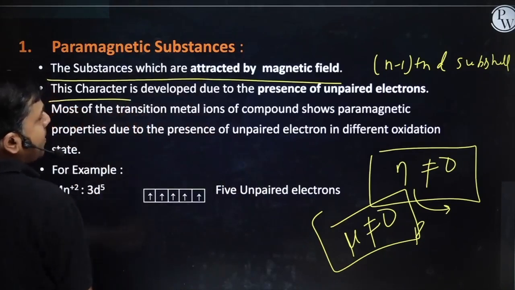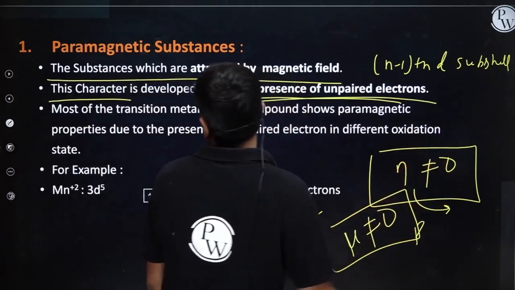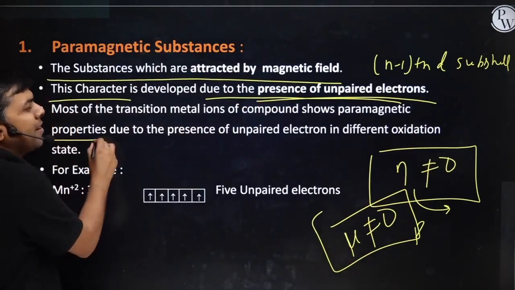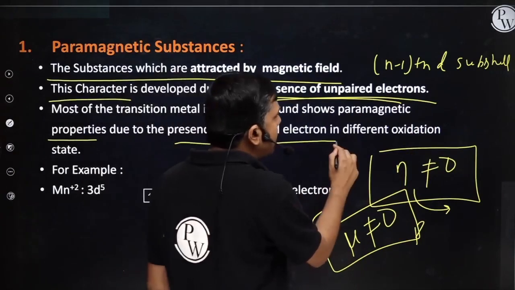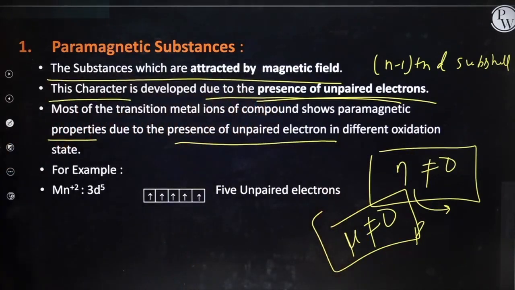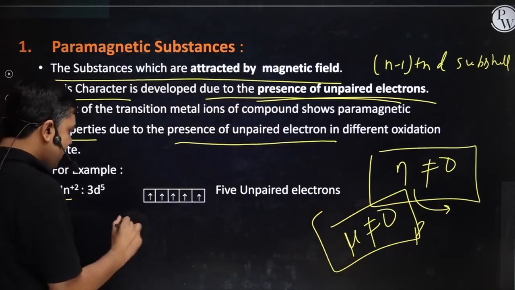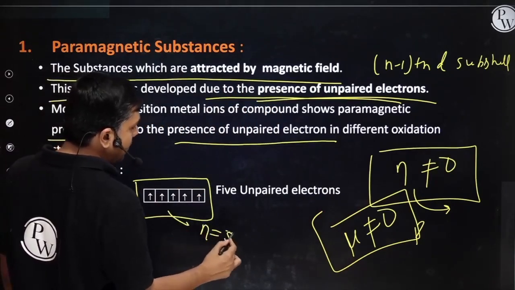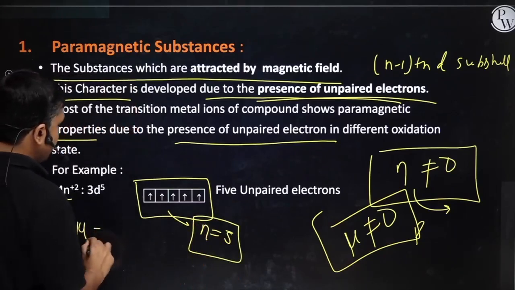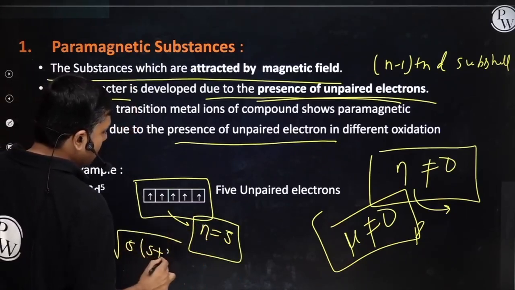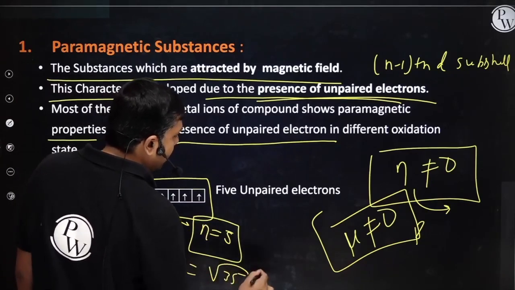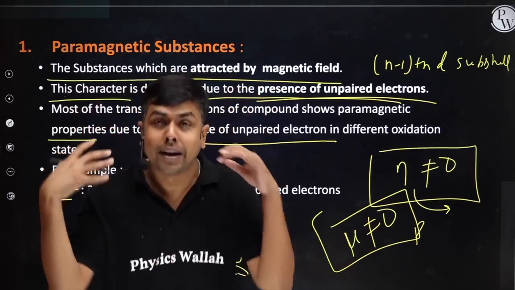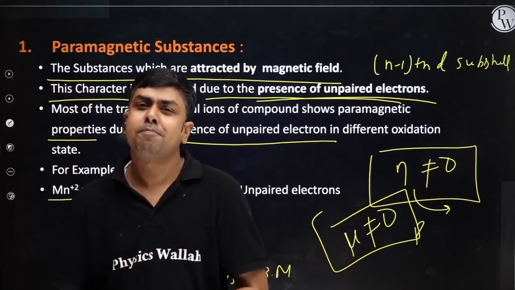This characteristic is developed due to the presence of unpaired electrons. Most transition metal ions and compounds show paramagnetic behavior because of the presence of unpaired electrons in their different oxidation states. Take Mn+2: there are 5 unpaired electrons. So mu equals root of 5 into 5 plus 2, so it's root 35 Bohr magneton. Mu is non-zero. All such substances whose magnetic moment is non-zero are referred to as paramagnetic substances.